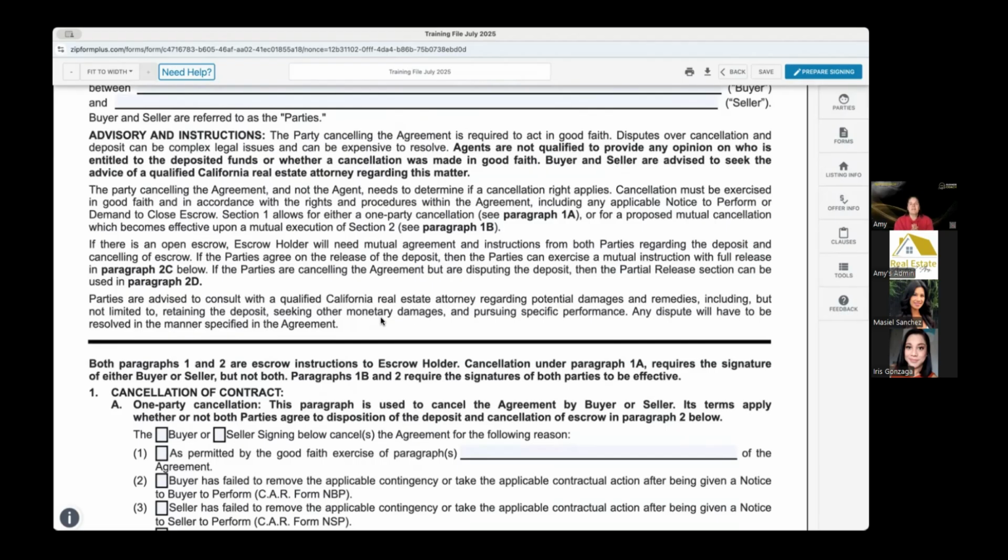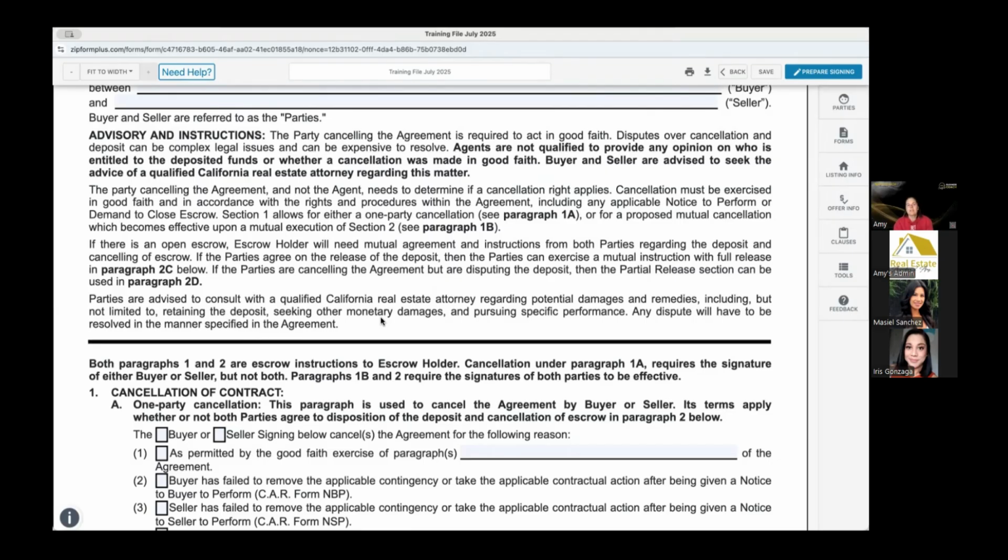The party canceling this agreement is required to act in good faith. Disputes over cancellation and deposit can be complex legal issues that can be expensive to resolve. Agents are not qualified to provide any opinion on who is entitled to the deposited funds or whether a cancellation was made in good faith. Buyer and seller are advised to seek the advice of a qualified California real estate attorney regarding this matter. The party canceling the agreement, and not the agent, needs to determine if a cancellation right applies. Cancellation must be exercised in good faith and in accordance with the rights and procedures within the agreement, including any applicable notice to perform or demand to close escrow.